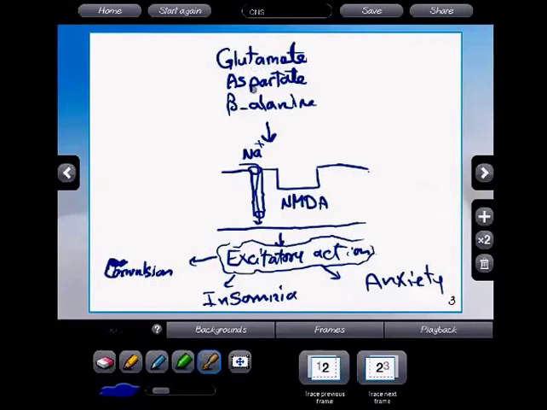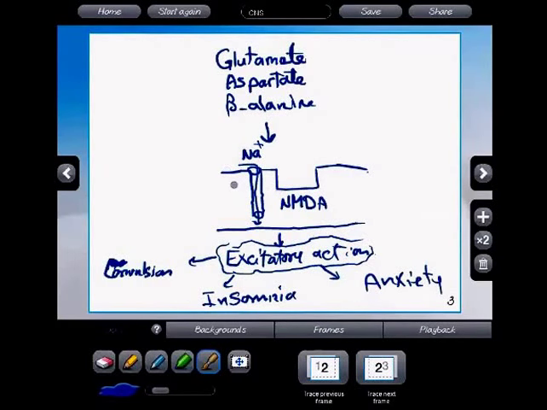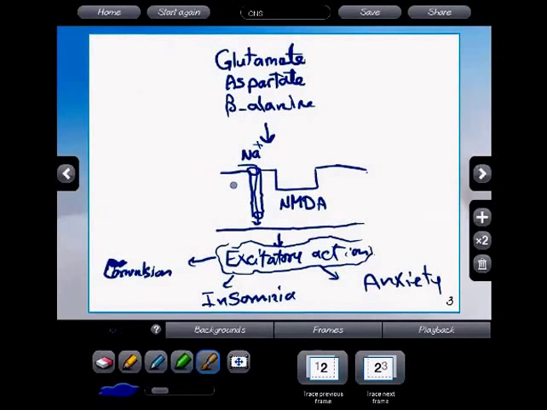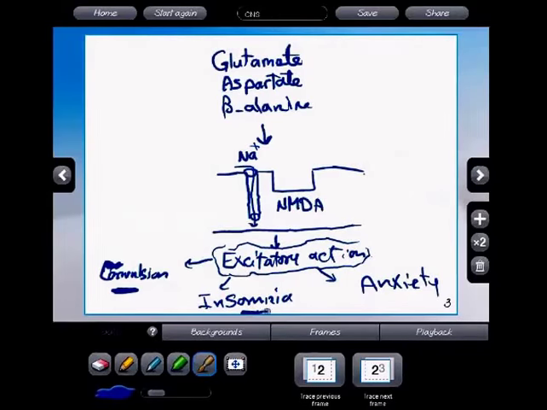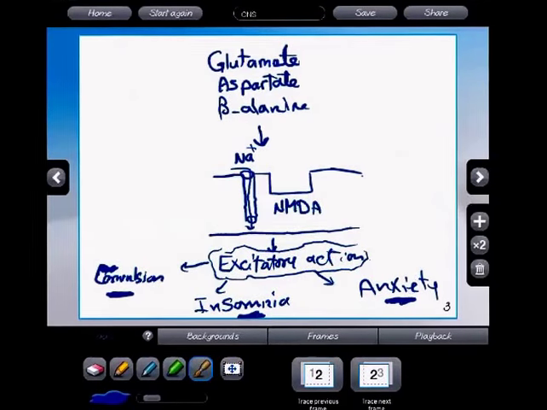But about glutamate, aspartate, beta-alanine, as I said, it binds to the N-methyl D-aspartate receptor, and this will lead to opening the sodium channel to lead to sodium influx, which increases the potential, makes depolarization, which makes the excitation in the central nervous system, leading to convulsion, insomnia, and anxiety.